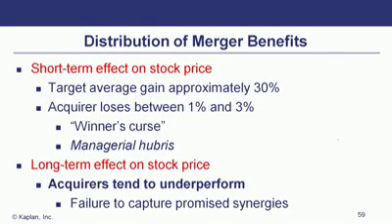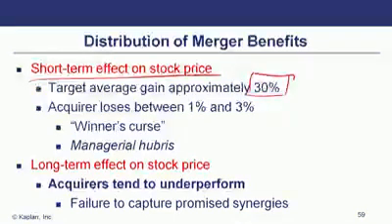All right, so what actually happens in the real world? Well, the short-run effects on stock prices have been well studied. What you see is that the average takeover premium is about 30%, and that varies dramatically depending on what type of acquisition it is, but on average about 30%. So if you have a share of stock worth $10 and the firm gets acquired, they're probably going to pay you about $13 for that share.